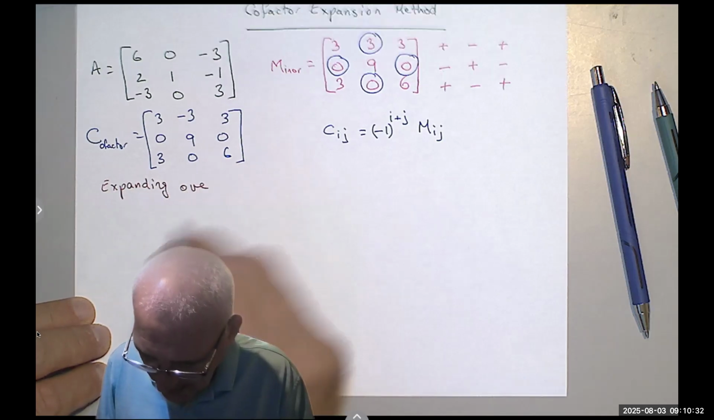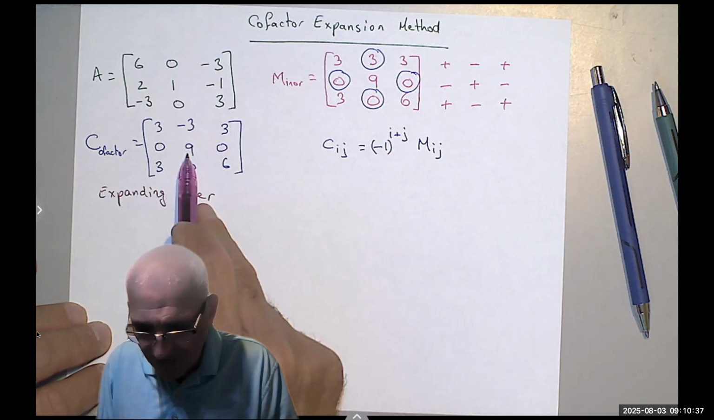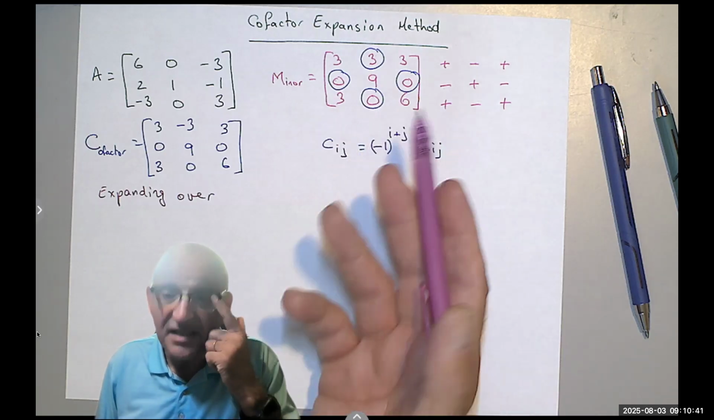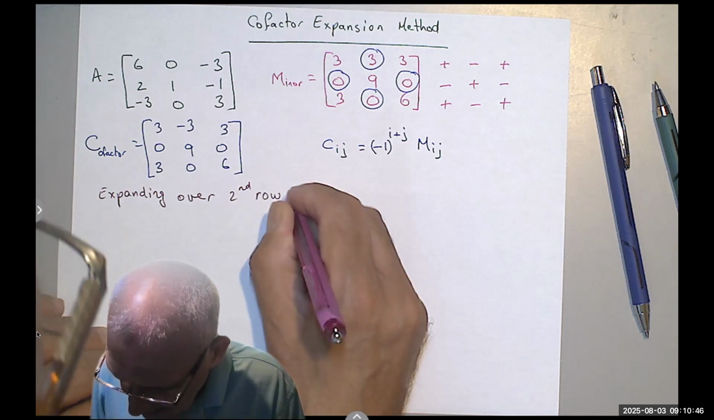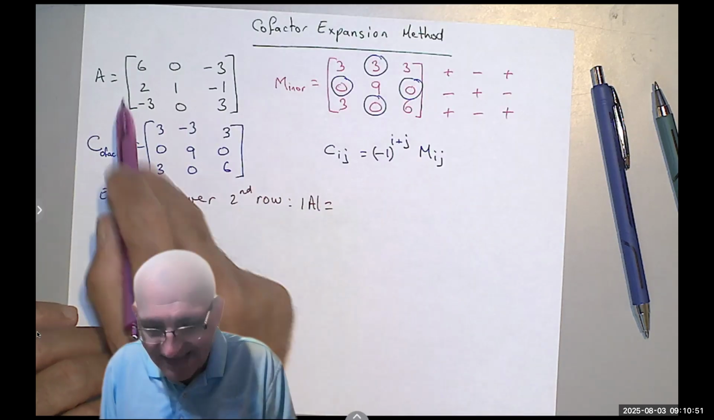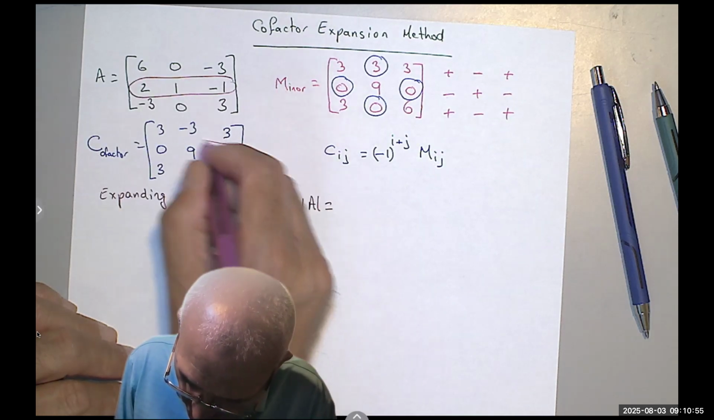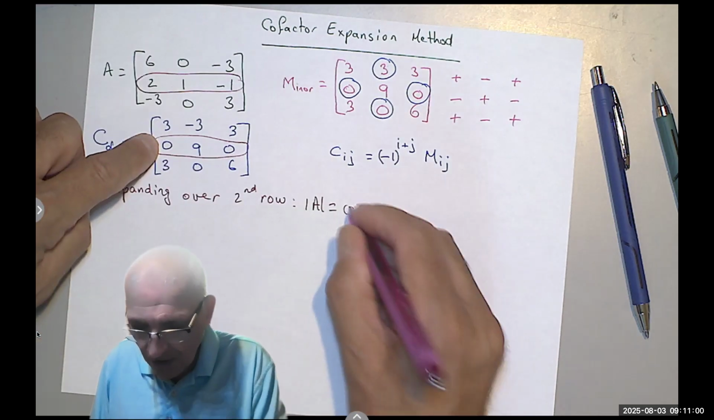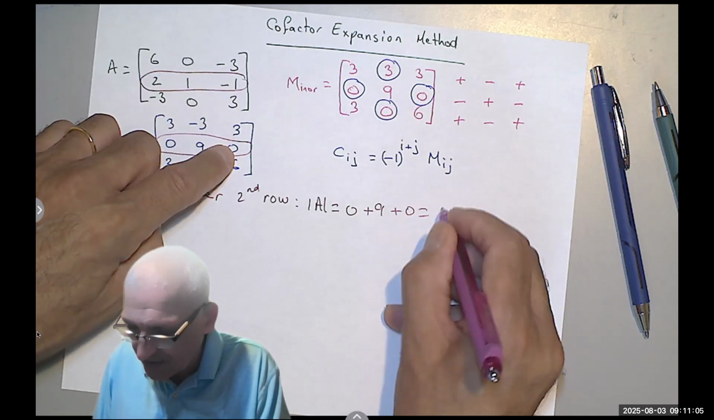over, I'm going to expand either over the second row or the second column. Why? Because there are zeros. So let's say over the second row, the determinant of A equals second row. So I take the second row of the matrix and the second row of the cofactor and just multiply them. 2 by 0 is 0. 1 times 9 is 9. -1 times 0 is 0. So the determinant is 9.